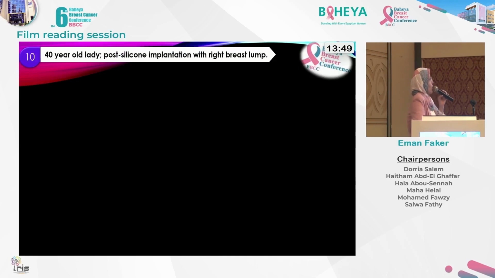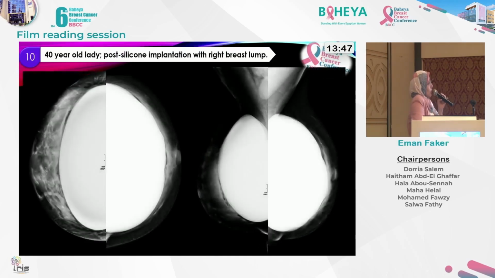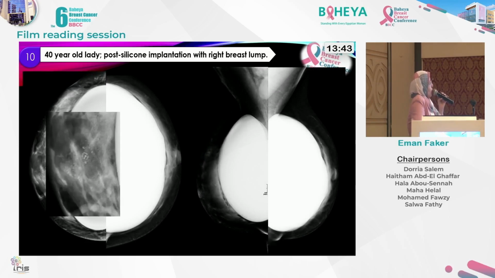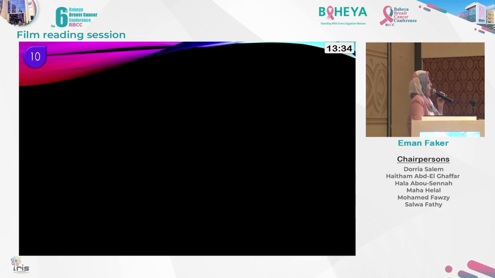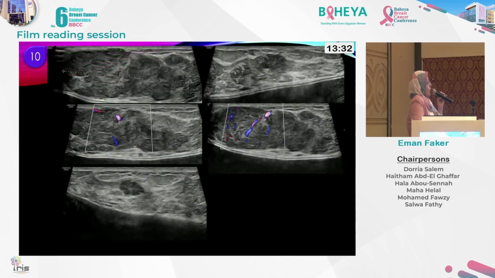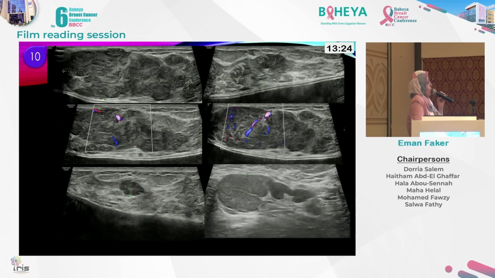Okay, this is a 40-year-old lady post-silicone implantation coming with a right breast lump. We can see here an area of focal microcalcification taking more or less a linear distribution. The patient performed the ultrasound. We can see on the right side this large lesion with abnormal vascularity, and another adjacent small lesion as well. The lymph node was infiltrated or pathological with non-uniform cortical thickening.